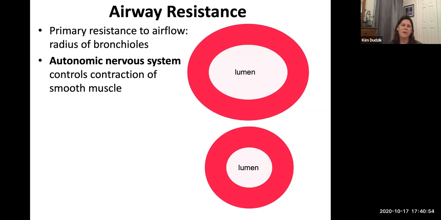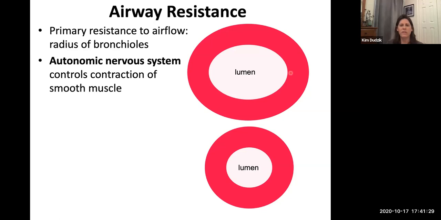So the primary resistance to airflow is similar to what we saw in the cardiovascular system. It's the radius, but now it's the radius of the bronchioles, the smallest tubes at the end of the bronchi. Those are the smallest tubes that bring air right into our alveoli. And those bronchioles have a smooth muscle layer around them, right? And that's what this red is depicting here. This red tube is a nice relaxed bronchiole.